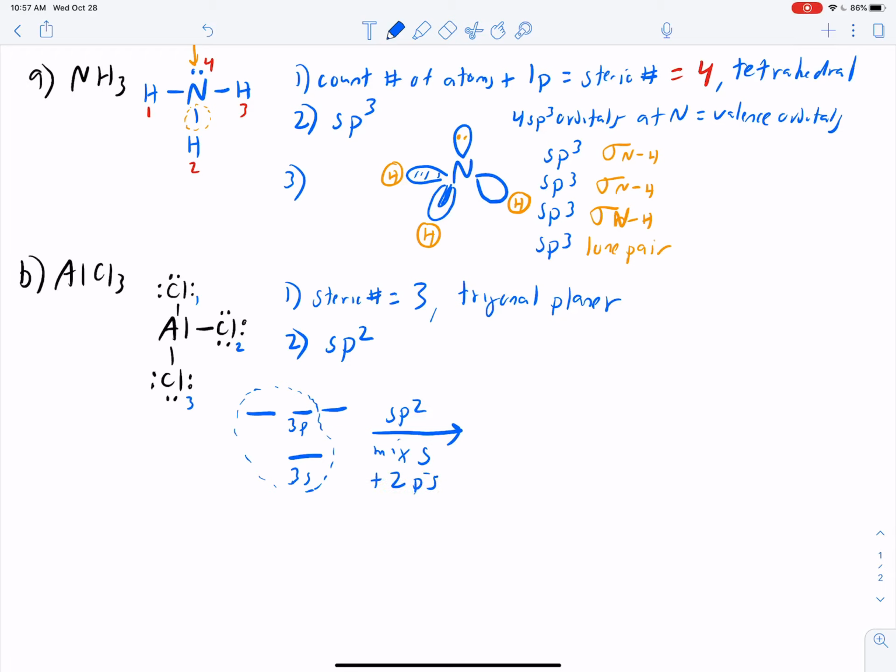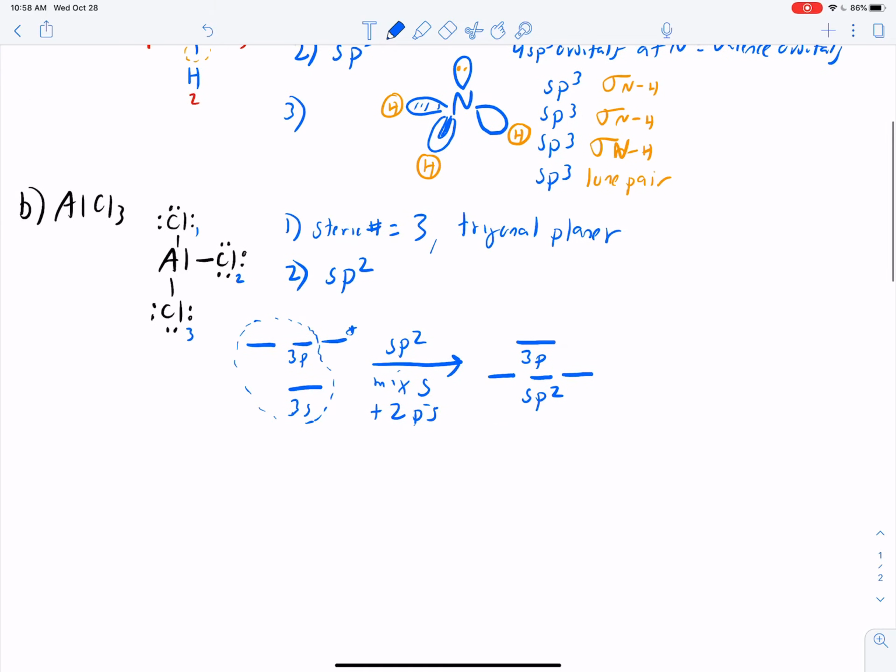Right, so the sp2 is actually telling me how many p's are getting involved. I'm going to mix those together. Anything that I didn't mix just gets spit out the other side. So I still have a 3p orbital left over. It's this one. That one was not mixed, but the other 2 p's are going to mix with the s. If I'm going to mix 3 orbitals together, I'm going to get out 3 new orbitals, and those new orbitals are going to have an energy somewhere in between the s and the p. There's going to be 3 of them, and these are going to be sp2 orbitals, so named because they come from mixing an s and 2 p's together.